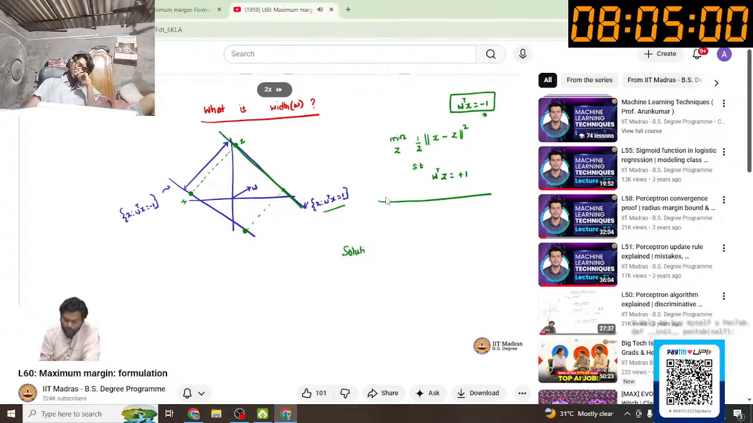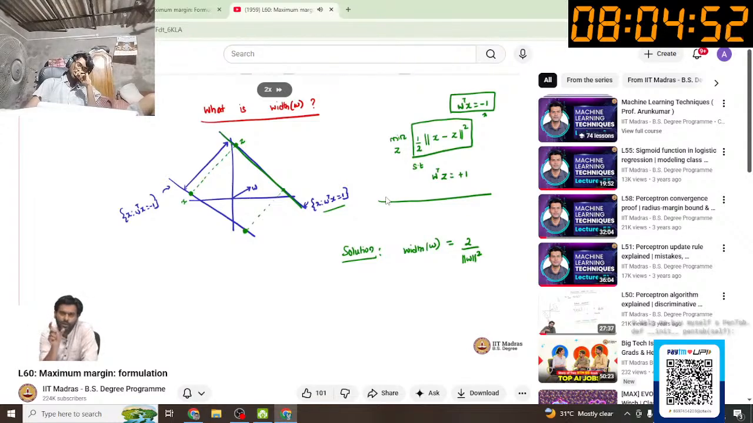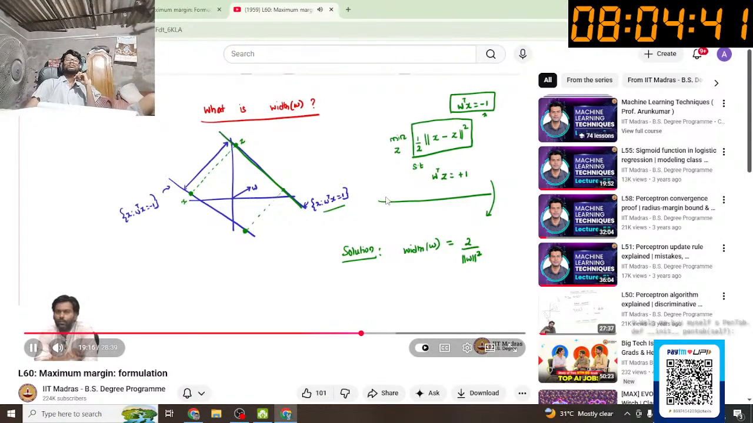The solution to this problem turns out to be that the width of W is 2 divided by norm W squared. When I say width of W, I am considering half of the distance squared between these two points, which is what I'm trying to minimize, and that quantity happens to be 2 over norm W squared. So this is the solution to this problem. As a sanity check, the first thing you observe is that this value depends only on W, and it does not depend on the exact x point that I care about.